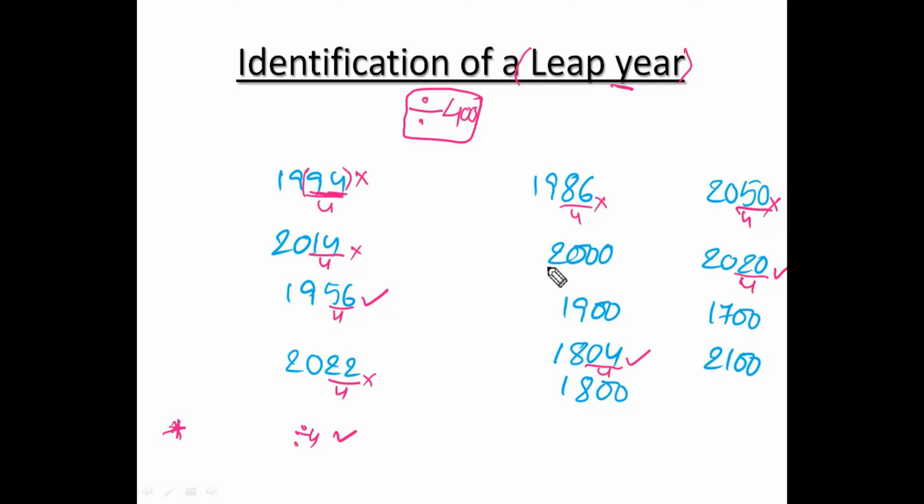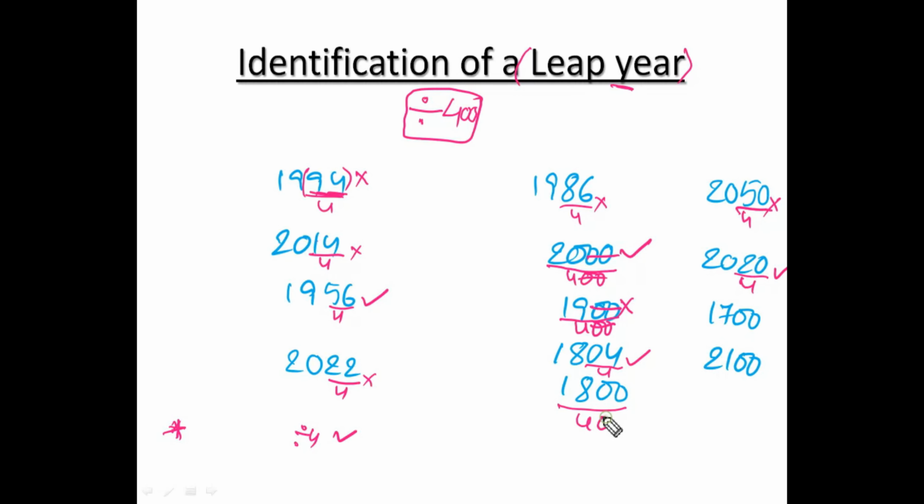2000, is it divisible by 400? Yes. 2 zeros and 2 zeros cancelled. 20 divisible by 4? Yes. 1900, is it divisible by 400? 2 zeros, 2 zeros cancelled, but 19 by 4 is not divisible, so it is not a leap year. 1900 is a century, but it is not a leap year. 2000 is a leap century.